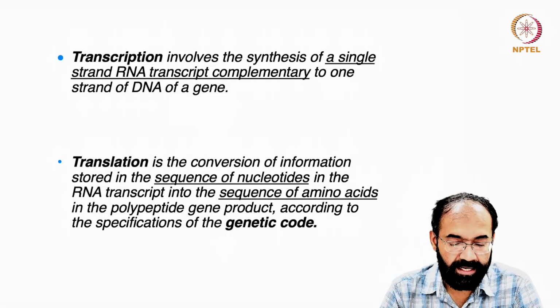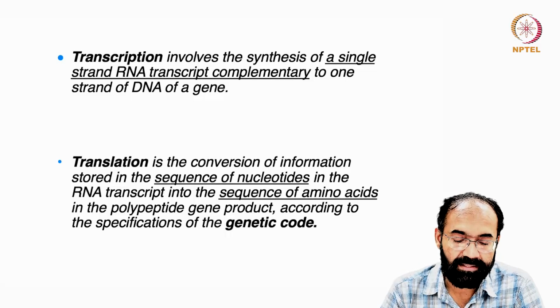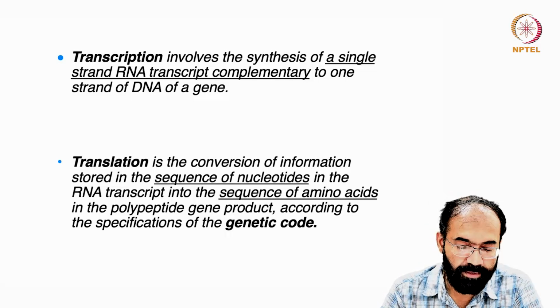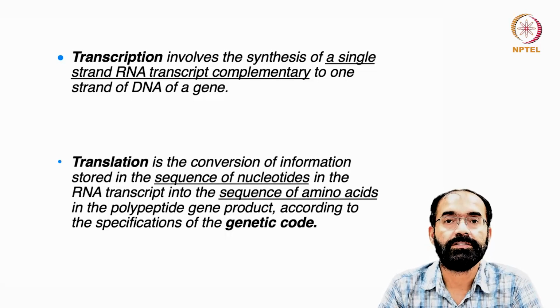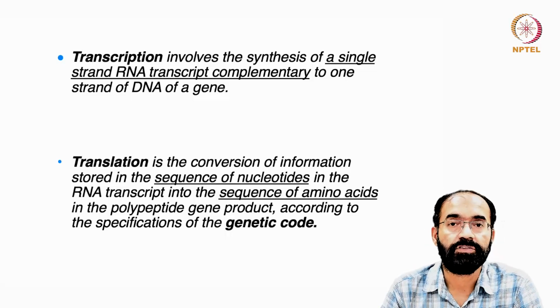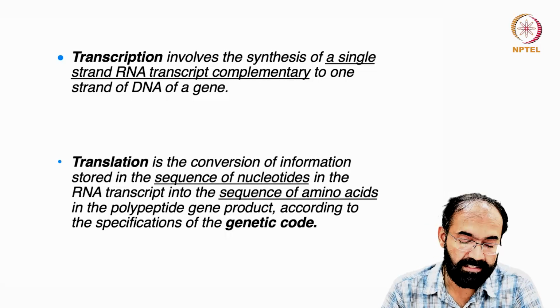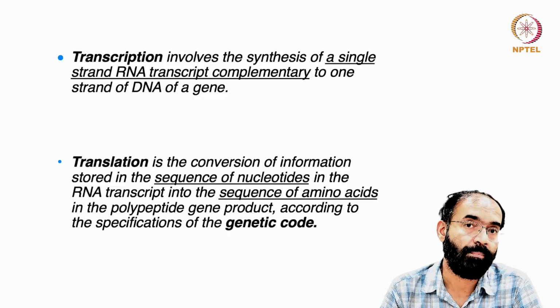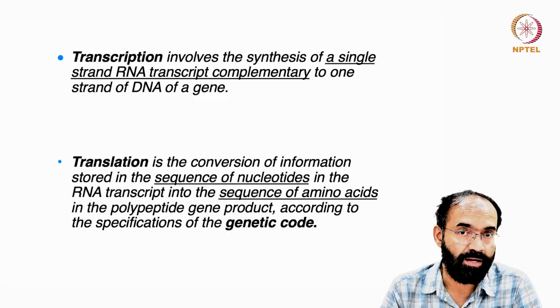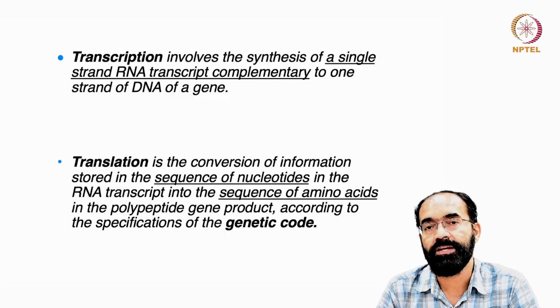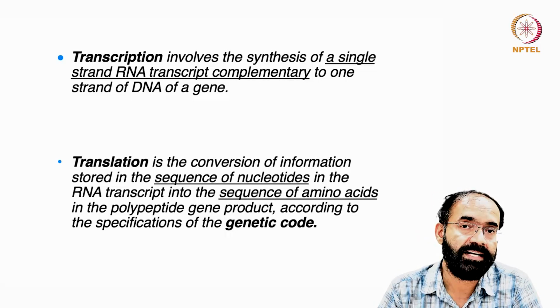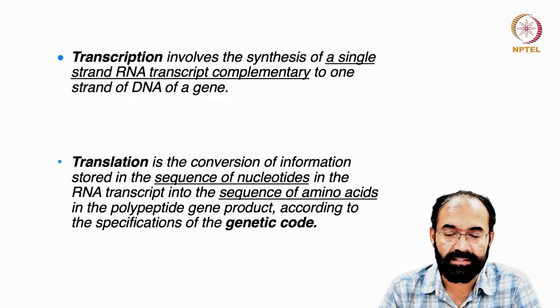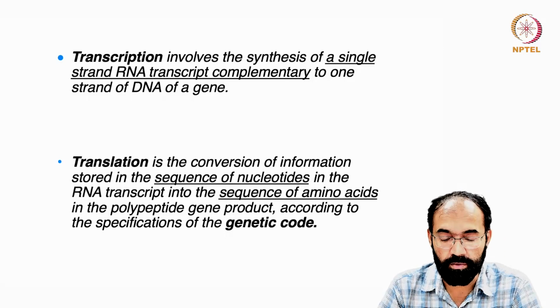And this formed RNA undergoes translation, which is basically conversion of the information stored in the sequence of nucleotides in the RNA transcript into a sequence of amino acids. So every 3 bases in the coding sequence of an RNA codes for one amino acid. If you have 9 bases, it will code for 3 amino acids. This idea should be clear, and we refer to this as the genetic code. Every 3 bases is nothing but a triplet code or triplet codon.